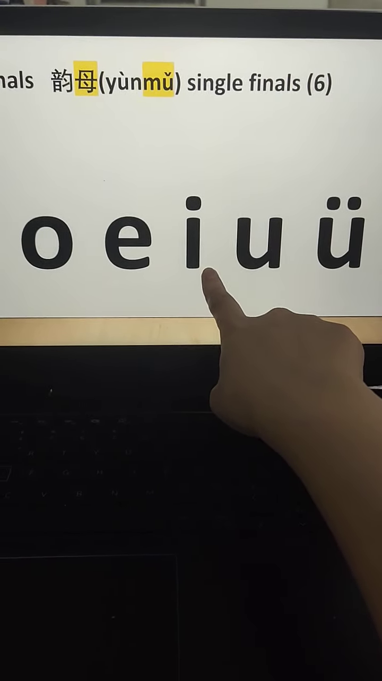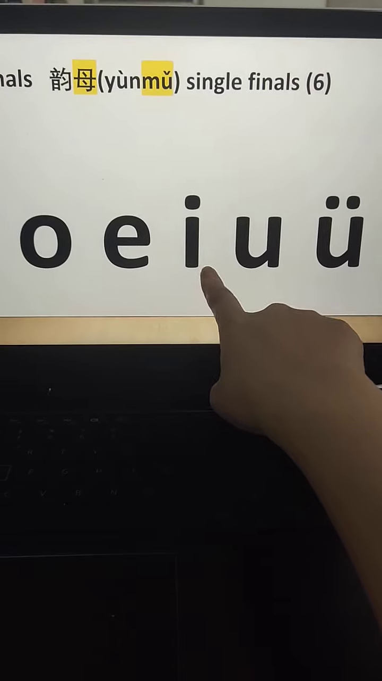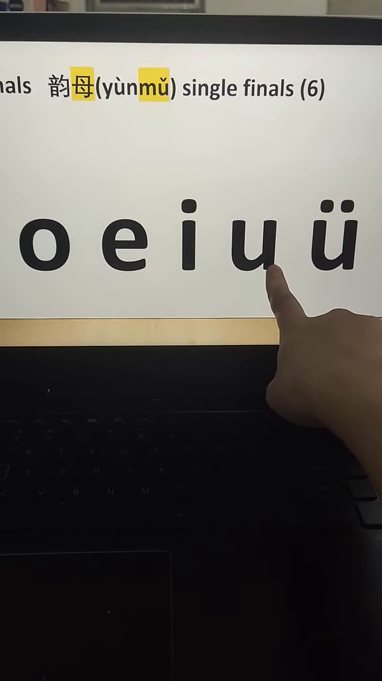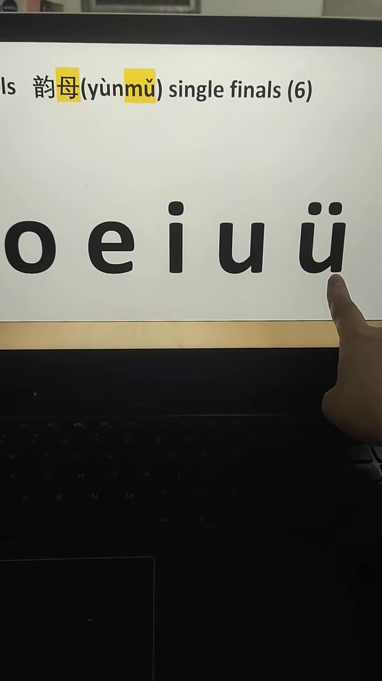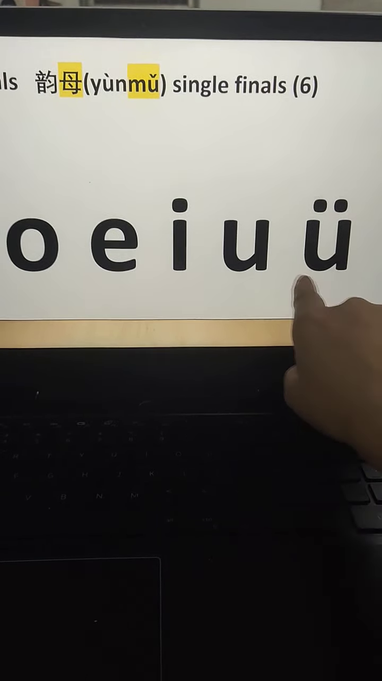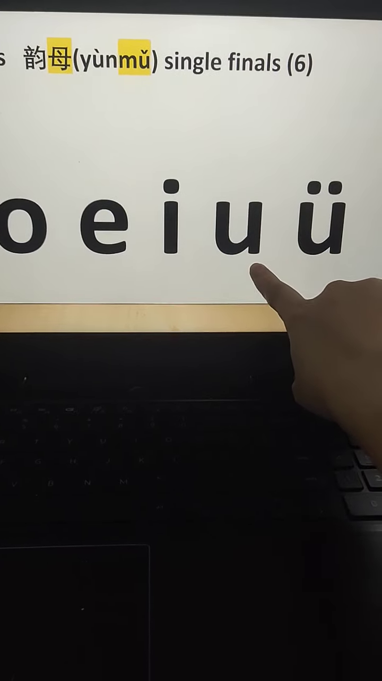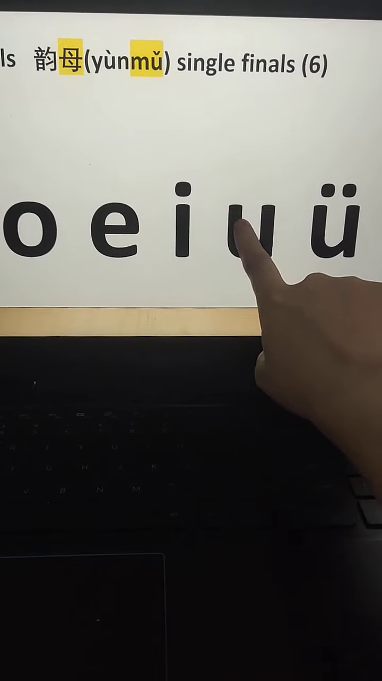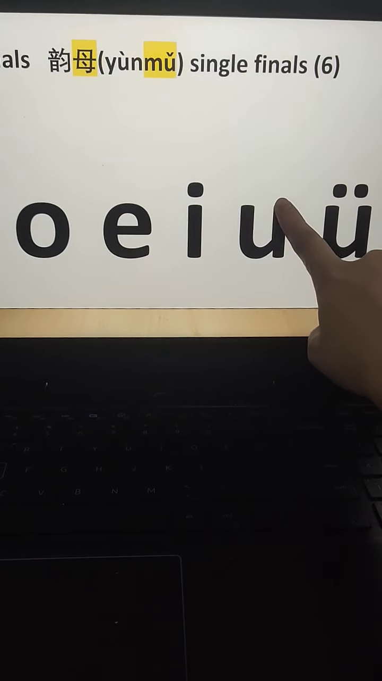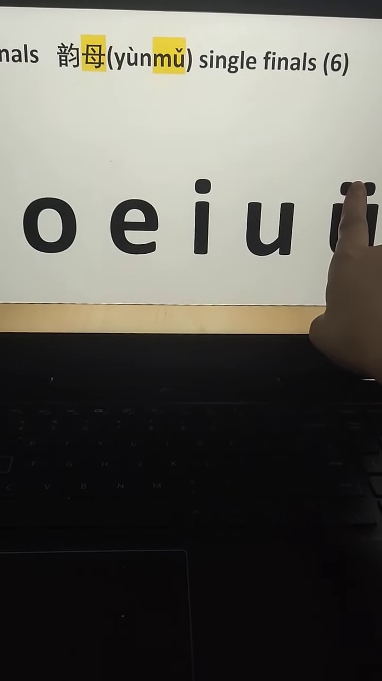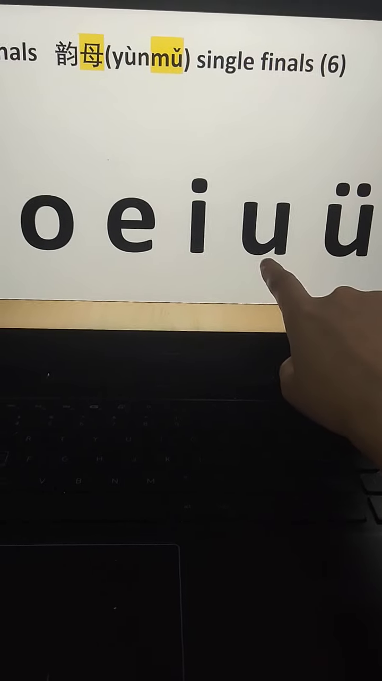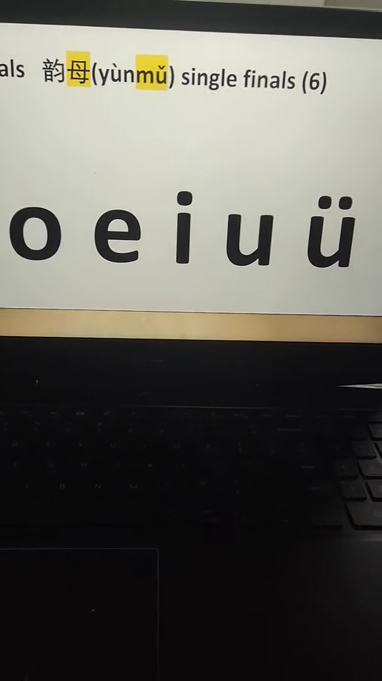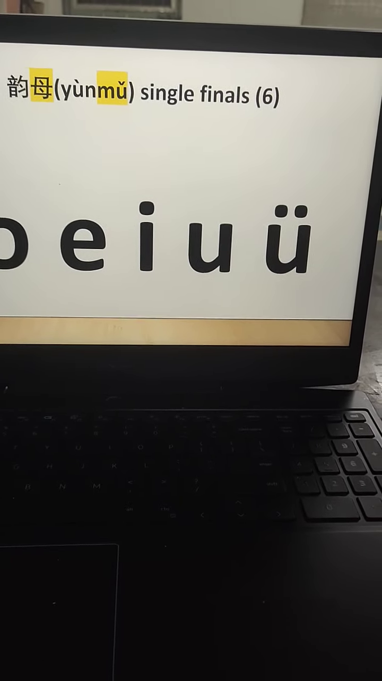It's same with English. E. This one is same with English. U. This one, based on this one, you can round your mouth. Like this. This is ooh. Round your mouth, become yu. Yu, yu, yu.